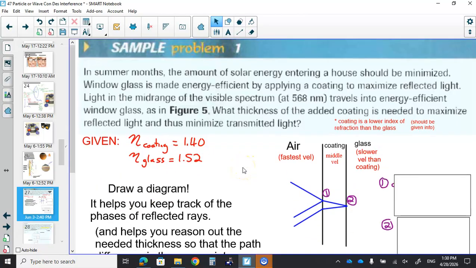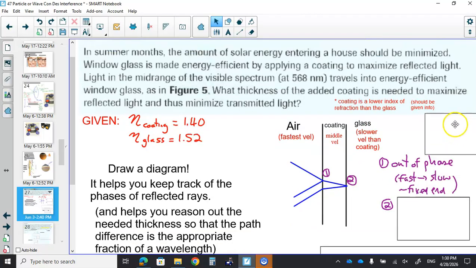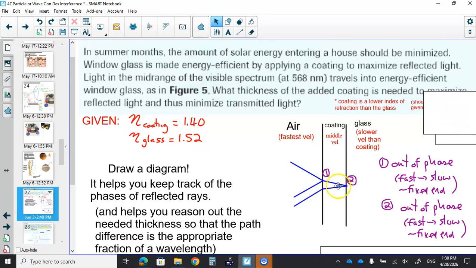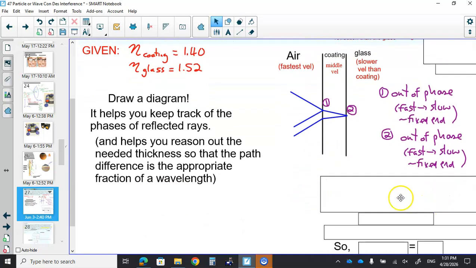So what do we have here? We have a question where we have summer months, amount of solar energy entering a house should be minimized. And so they're talking about putting a coating on glass to reduce the amount of light that's transmitted in. Okay, we're trying to minimize transmission. So they should have said as part of this that this coating is in between the refractive indexes. That's the analysis I'm going to base this on. So you'd have an out of phase reflection off of here, and then another out of phase reflection from there. And so if this was a super thin coating, by definition, we'd have no reflection, and so light would go through like crazy, the opposite of what we want, right?